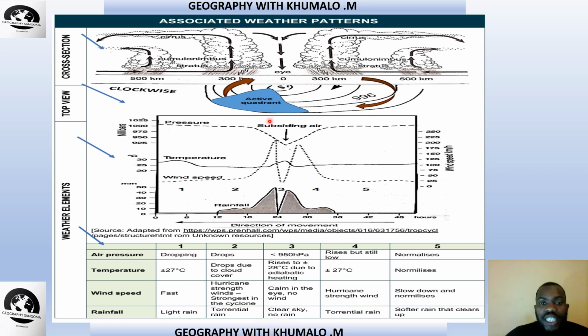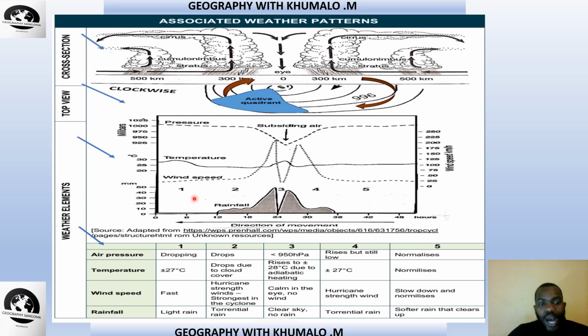Now it shows you here also where our active quadrant is, and that's the top view of our tropical cyclone. Now they can even give you a graph like this. They love graphs like this in the exam, so you must be able to interpret that this line represents wind speed, and this other line that is following there is temperature. They will give you keys showing which line represents what, and you must be able to work with graphs. Now we've got 1, 2, 3, and 4. What is happening here is explained on this table.